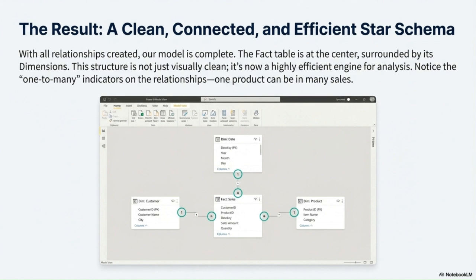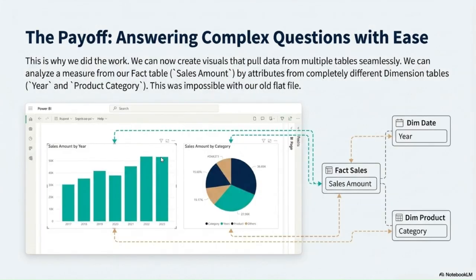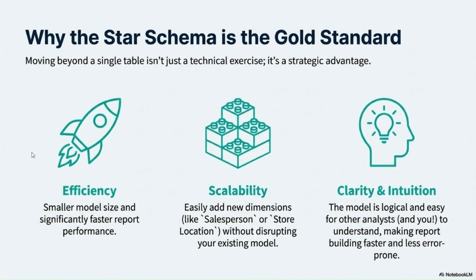Once relationships are created, the model comes together beautifully. The fact table sits in the center, dimensions surround it, and relationships flow cleanly in one direction. This structure isn't just visually clean, it's highly optimized for Power BI's engine. We can analyze sales amount by year, category, customer, or location, all without complex joins or hacks. This was nearly impossible with the old flat table. Good modeling unlocks powerful analysis.